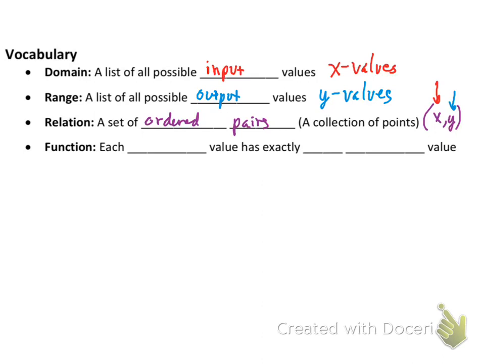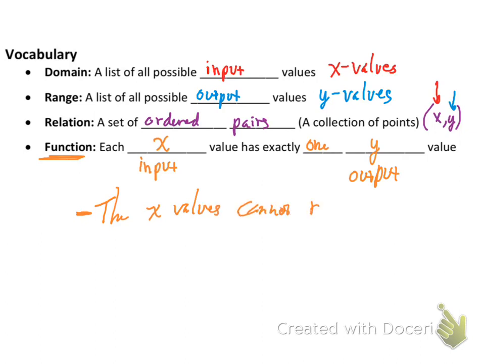And this is the big definition, a function. All right, a function is a specific type of relation. It's a special relation where each x value, or each input value, has exactly one y value, or one output value. So basically what this comes down to is in a function, the x values cannot repeat. Okay? Your x values cannot go to more than one output.